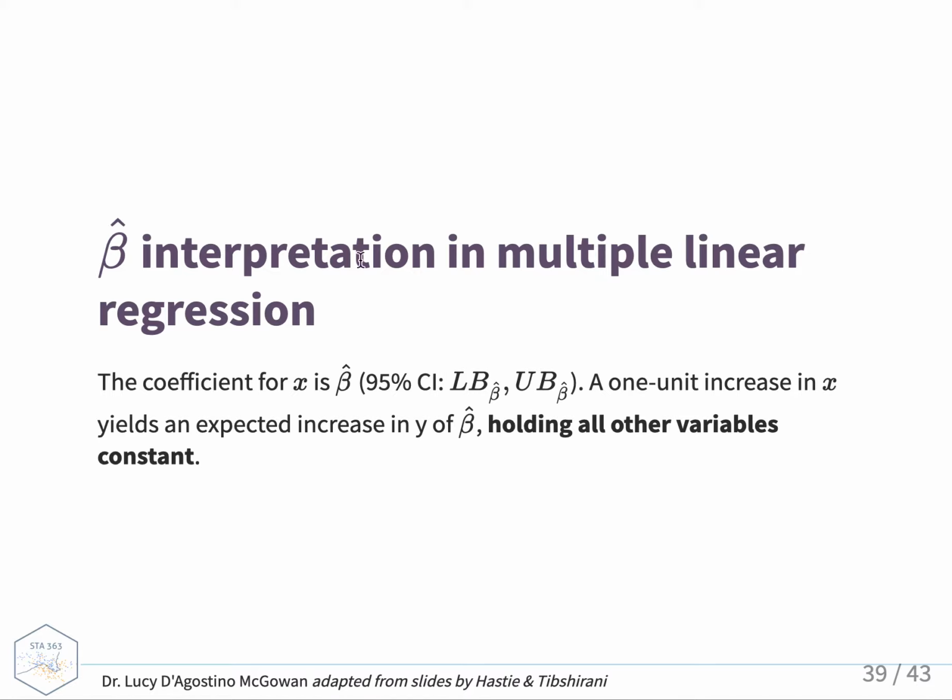This is really important, I'm going to say this one more time because it is very important to understand this interpretation of beta hat. So a 1 unit increase in x, a 1 unit increase in our predictor, yields an expected increase in y of beta hat, holding all other variables constant.